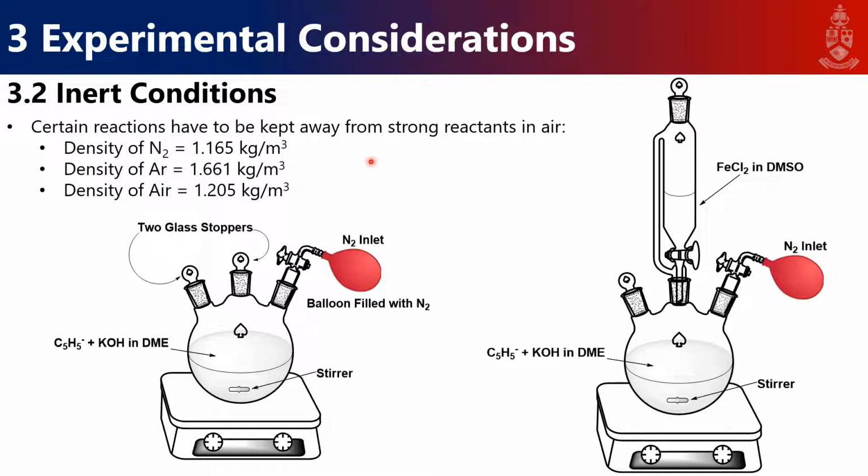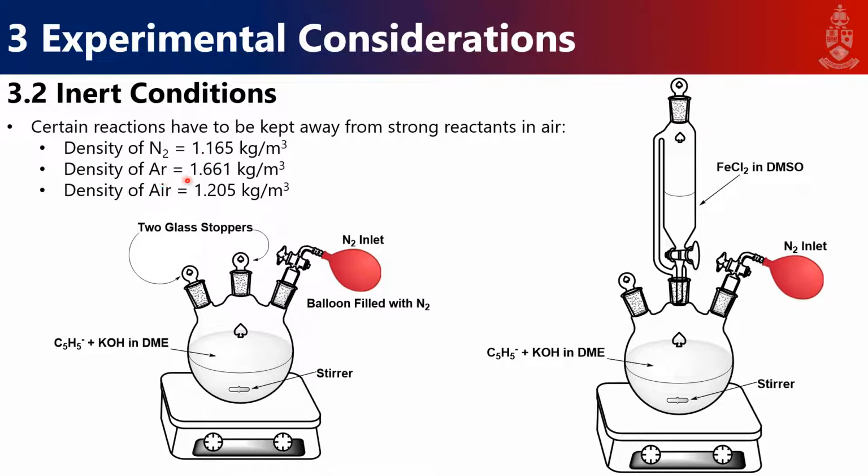So inert conditions essentially mean that in air we have reactants, meaning oxygen and moisture, which can react with our product or reagents, which can then neutralize them from reacting in the way that we would like, or destroy our product which we have formed. To minimize this, we usually use argon, but argon is quite expensive. So in your case, you'll be using nitrogen.